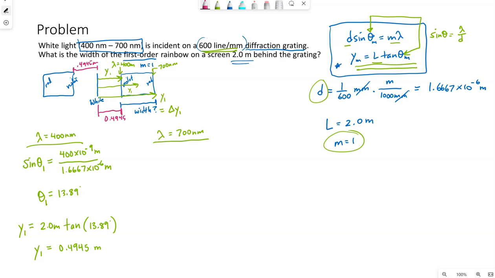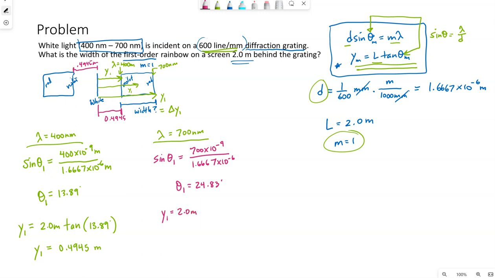So we need to repeat the process for the 700 nanometers wavelength. So this is still a sine of theta, but now we have a different wavelength, which means we're going to get a different angle. So theta 1 is inverse sine of 700 nanometers over D. I'm getting 24.83 degrees. So that's a big difference in angle, but that's okay.